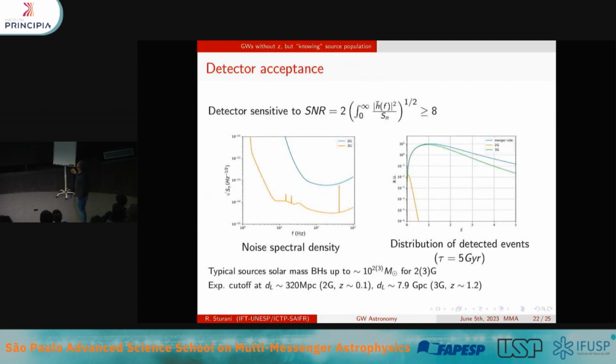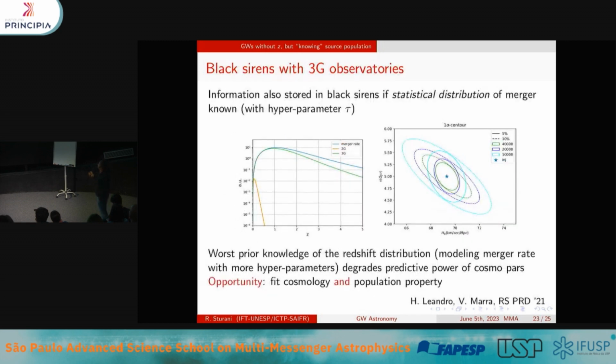Here I'm plotting this again. The idea is that you can also fold in the information of the expected distribution of mergers, but then of course you have to make a lot of assumptions on how the star formation rate is translated into merger rates. So basically you introduce some extra parameter that you want to fit along with the cosmological parameters, and that will degrade your precision.